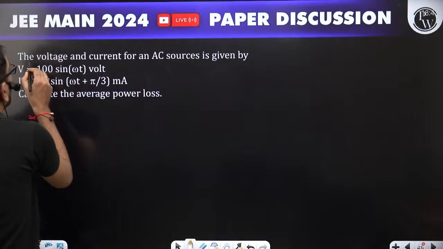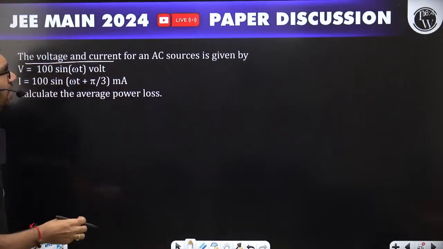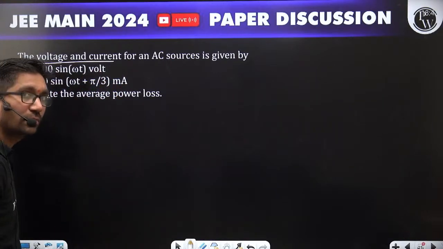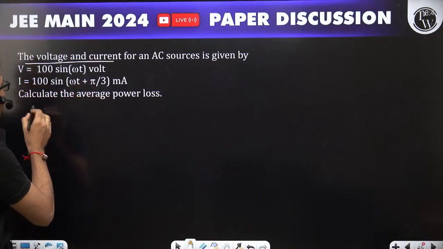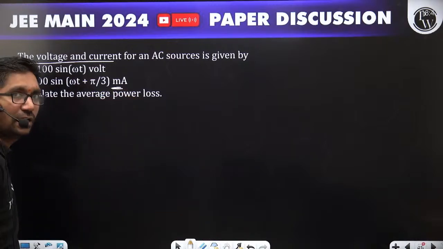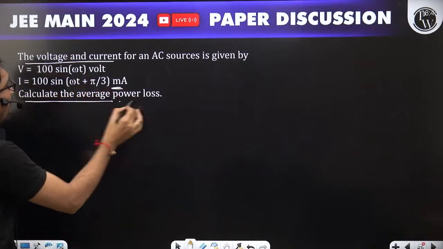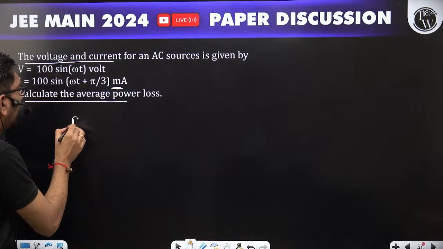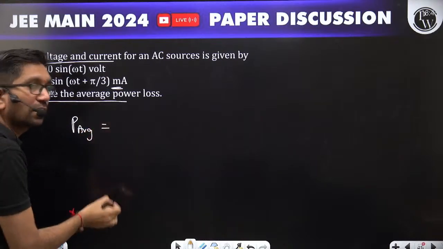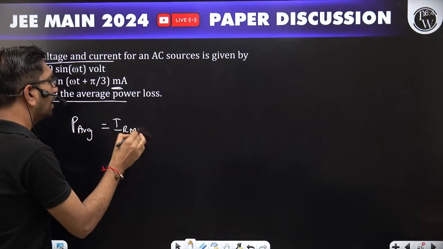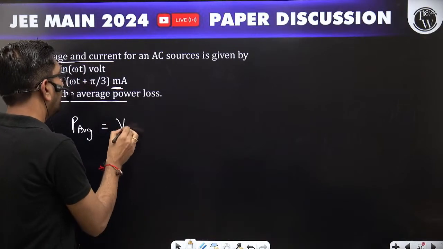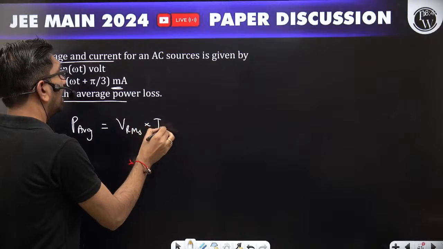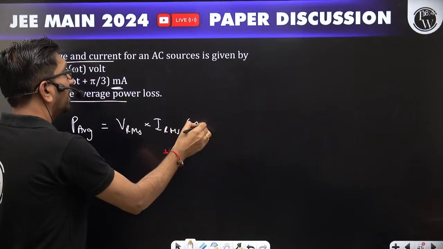The voltage and current for an AC source. This is a question from alternating current. Voltage is given and the current is also given, in milli. Observe carefully. Calculate the average power loss. What is the formula for average power? Power is equal to VRMS into IRMS into cos phi.